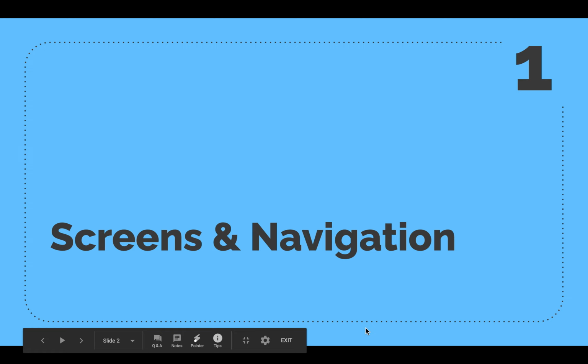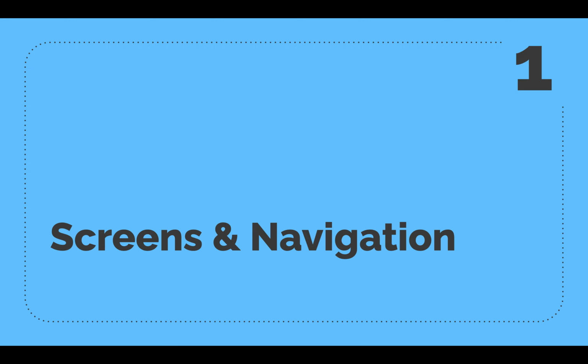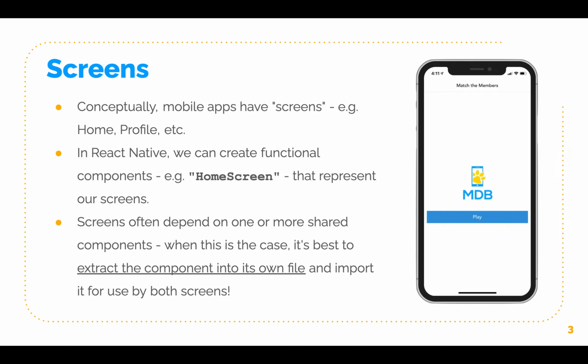All right, in this video we're going to talk about screens and navigation. So conceptually, mobile apps have screens. In our first mini project we had an app which had a home screen and a game screen. And in React Native, the way that we create these screens is we use functional components to define them. Typically, our screens have one or more shared components. So in this case, maybe we have this styled button, this play button.